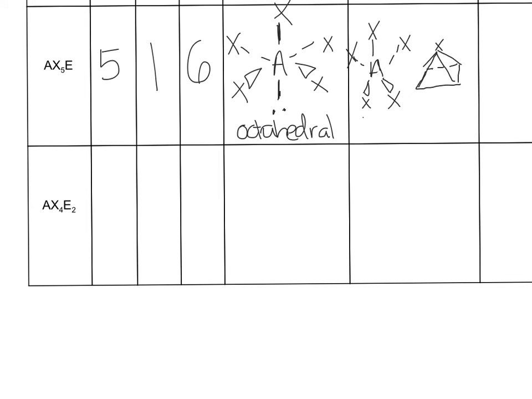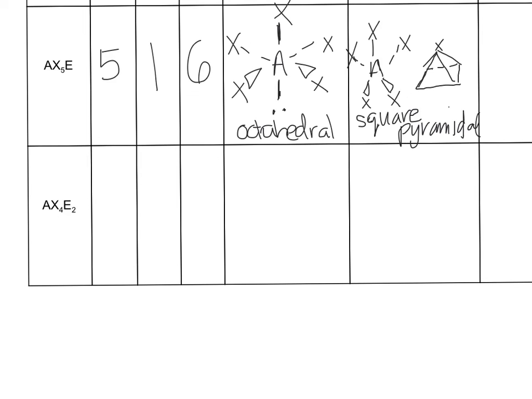So it's a square-based pyramid. So it's square pyramidal, instead of trigonal pyramidal. It's not a triangle base. It's a square base. So it's square pyramidal. And an example of this.